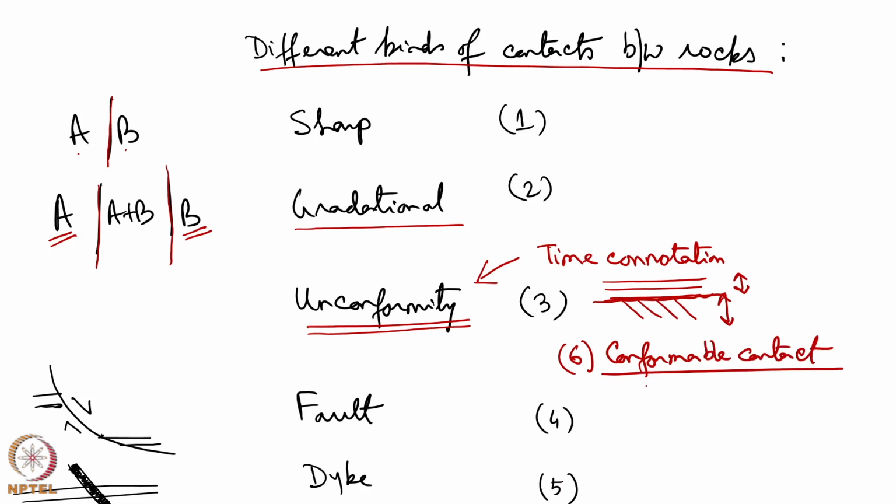This can be the 6th variety. After 4, 5, I can bring 6. Here also a time connotation is there. What is that? From bottom to top, rock A and B are there, and this contact does not indicate a significant time gap, or I can write here, no time gap. This will indicate a conformable contact.